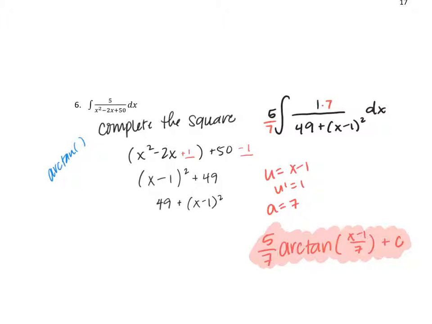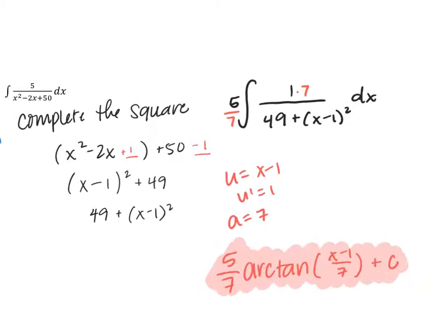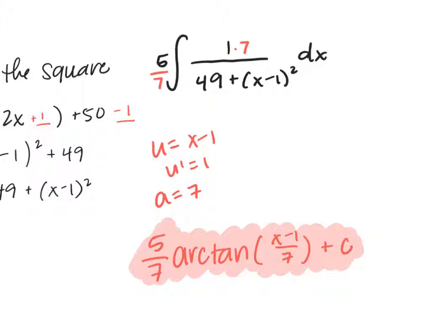So I pulled the 5 that was originally in my numerator out front. And so my new numerator is just 1. But for arc tangent, I want the numerator to be a times u prime. So I want my numerator to be 7. So I had to put a factor of 7 in, and to adjust by that, I needed to divide by 7 on the outside.